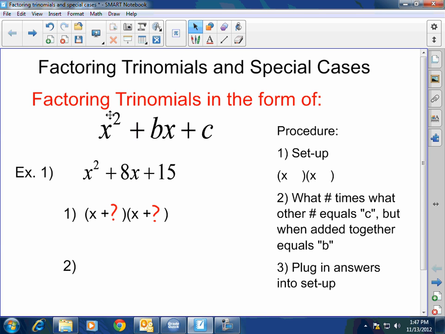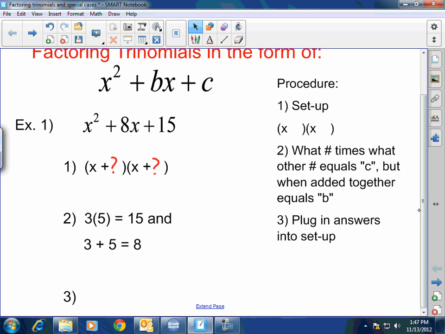So in this particular case, what times what is 15, but when added together is 8? 3 times 5 equals 15, and 3 plus 5 equals 8. So, you're done. Literally. Step 3, plug in the answers into your setup. So I have x plus 3, x plus 5.